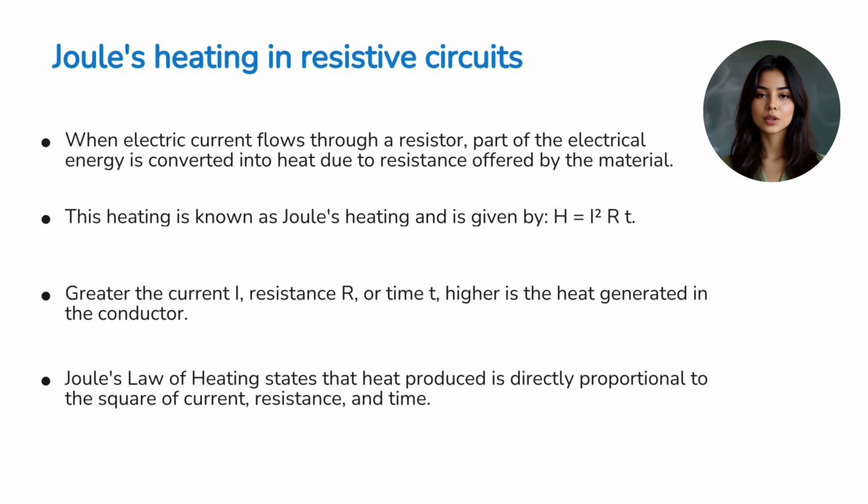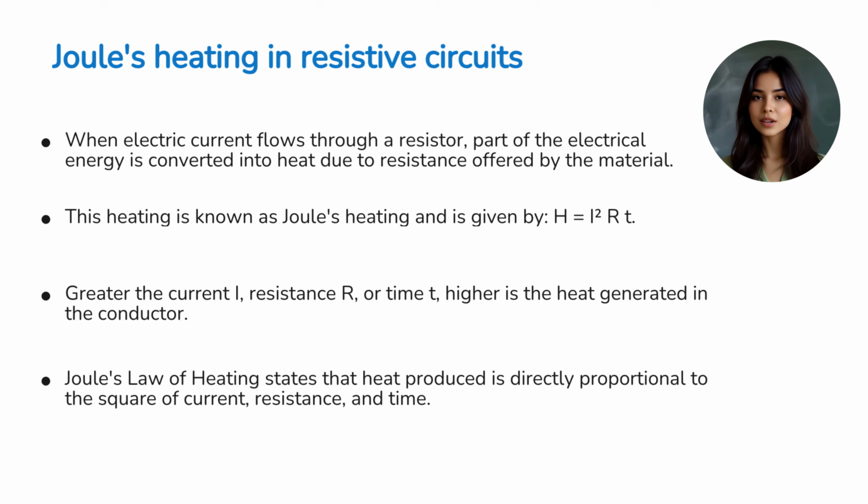According to Joule's law of heating, the heat generated is directly proportional to the square of the current, the resistance, and the time. So, in simple terms, more current or resistance or longer time means more heat. This is why your phone charger doesn't get hot quickly, but a toaster gets really warm. It has a high resistance and often a larger current running through it.